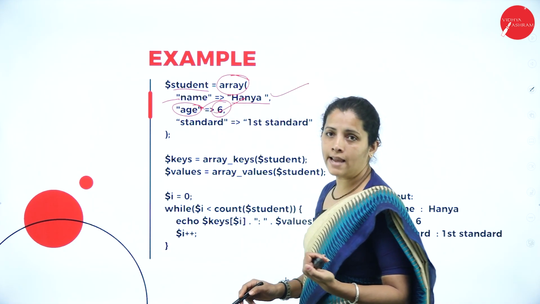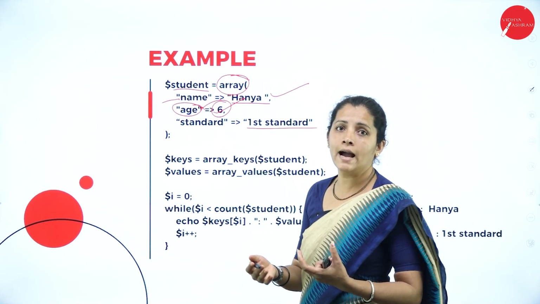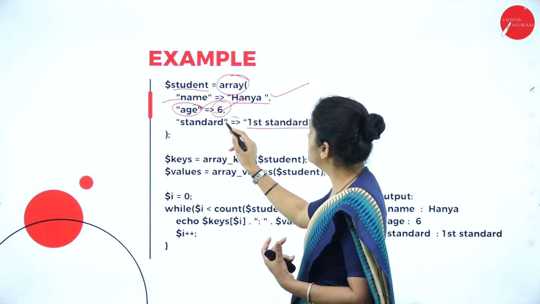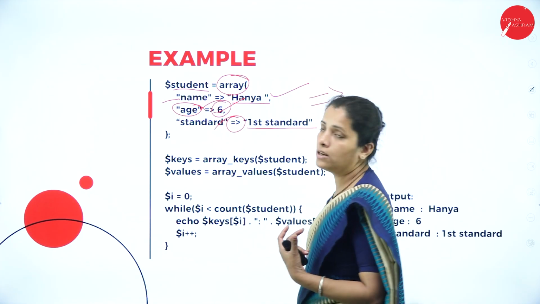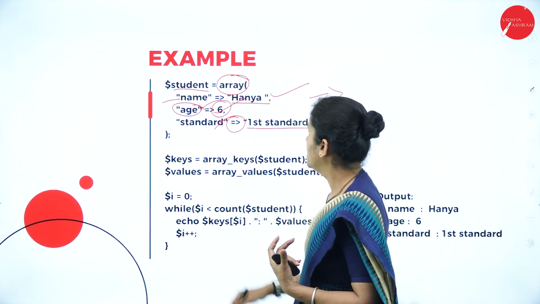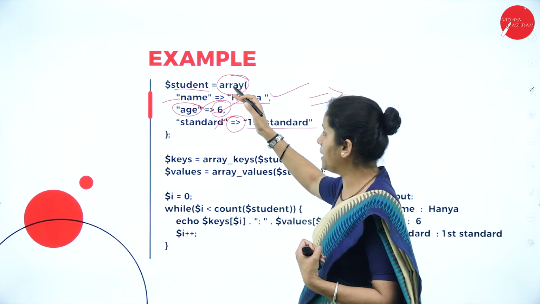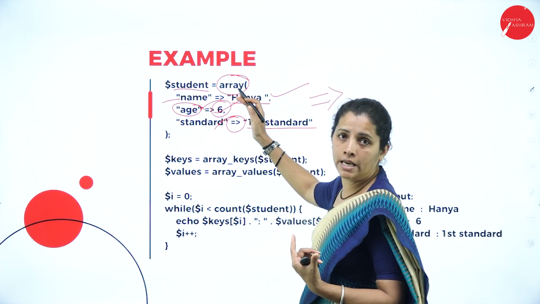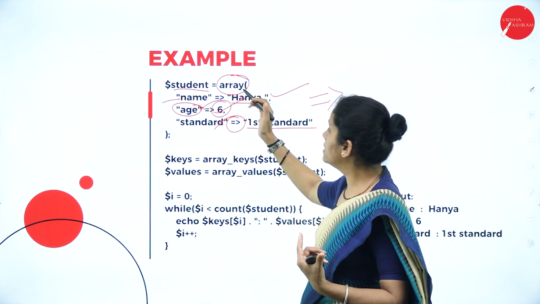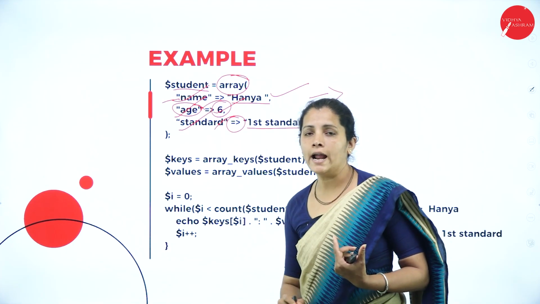Okay, I have standard, so it is the first standard. How am I going to assign and store it? That is with the symbol, equal and right angle bracket. Now I'm going to close the array. So I have created the array. How many elements do I have? Three elements. What are the three? The named keys: name, age and standard.